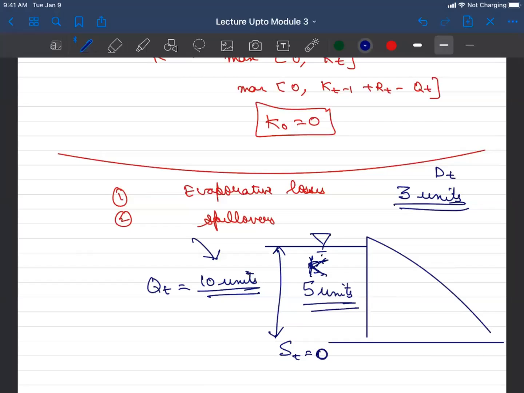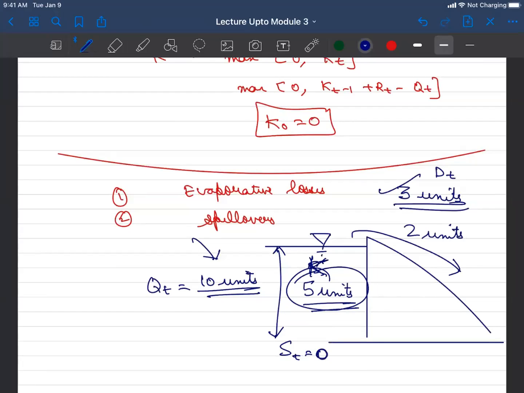Sir, first 3 units of DT will be supplied. Then 2 units will be spillover, and the remaining 5 units will be stored for the next step. This is how you will apply common sense and operate this tank, right? And we have to reflect that in a mathematical formulation somewhere.